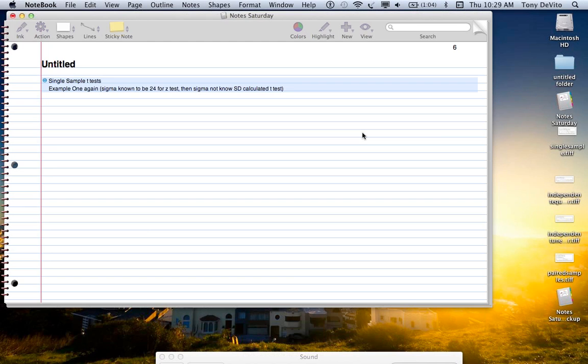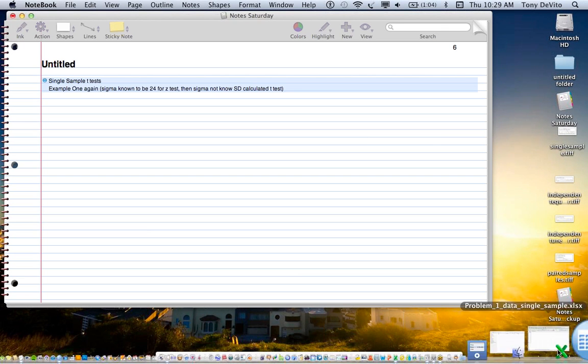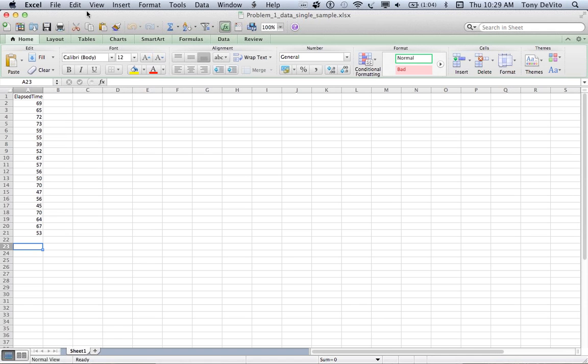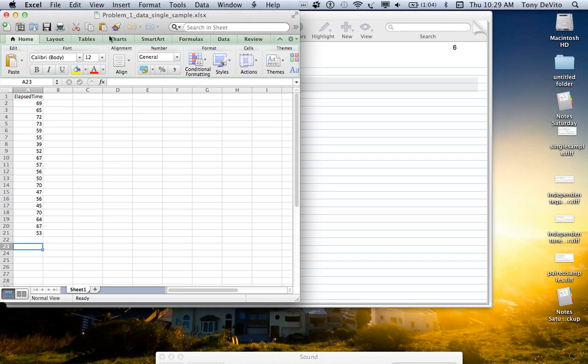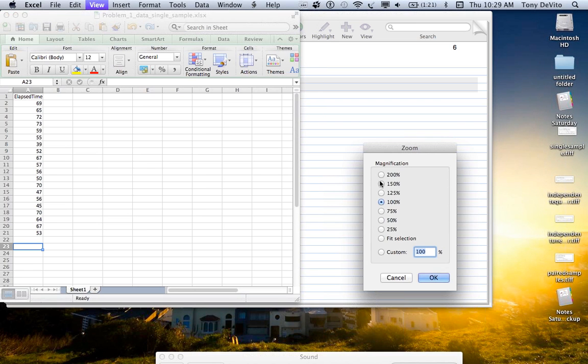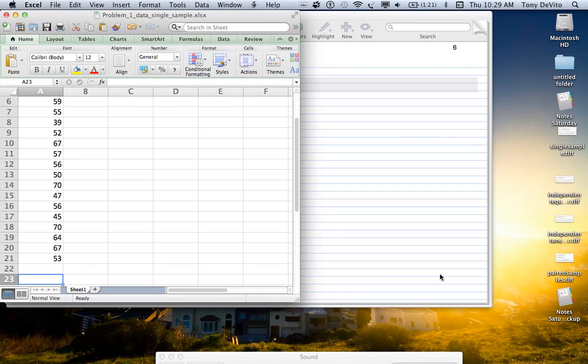Okay, so now let's put all this stuff that we just talked about to work. Single-sided t-tests. Let's take a look. I'm going to open up an Excel file. Here's an Excel file. We've looked at this one before, I think, but it's a pretty useful one. I'm going to make this a little smaller here, and then pop it open and zoom in a little bit. Let's see if we can get away with this size.